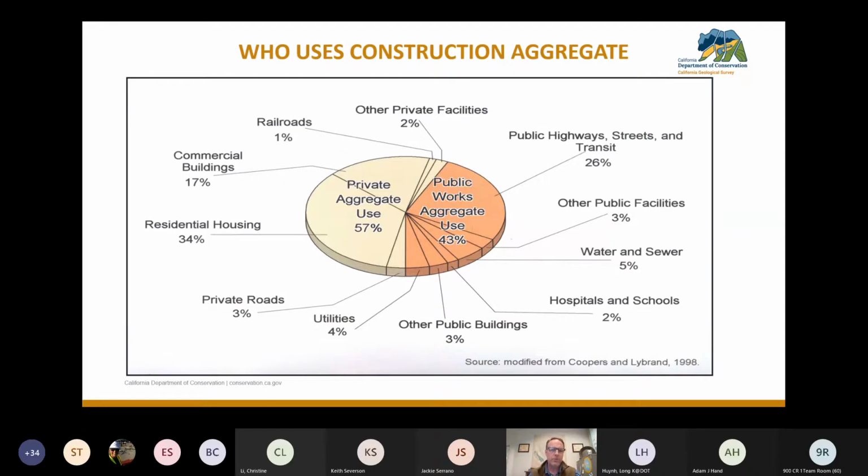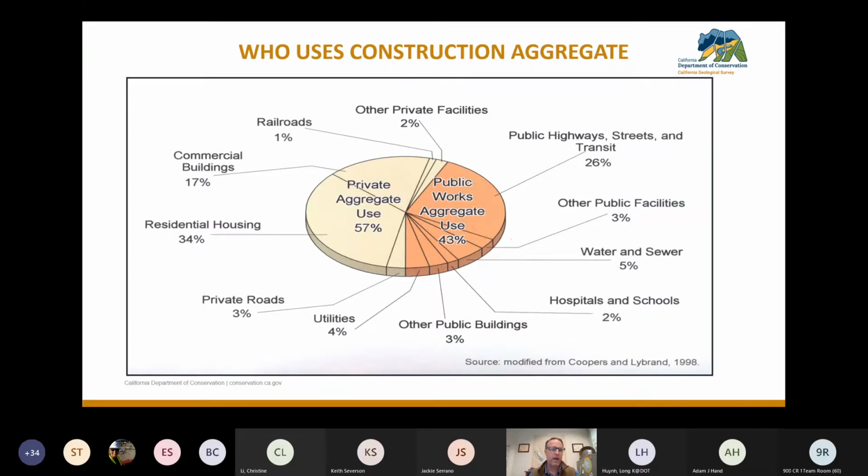Let's talk about who uses construction aggregate. And when I talk about construction aggregate, I'm talking about PCC, AC, and base. Most of our products focus on PCC and AC. The Bay Area is a little different. There is a base component to it.